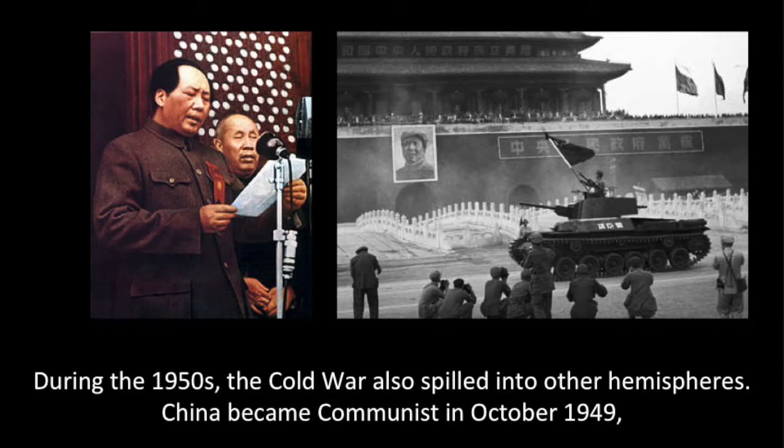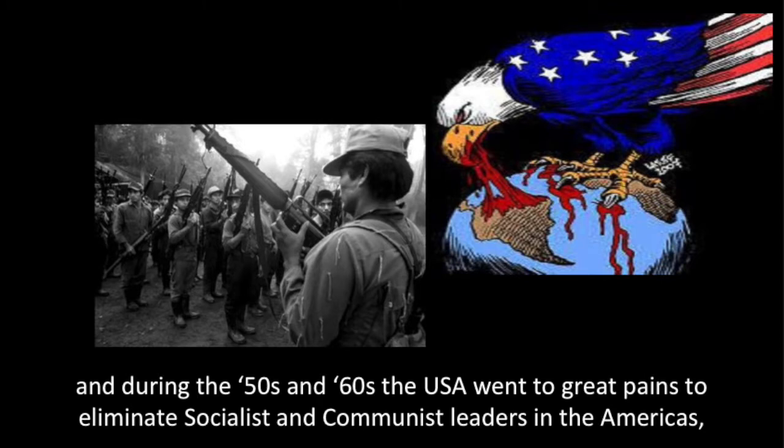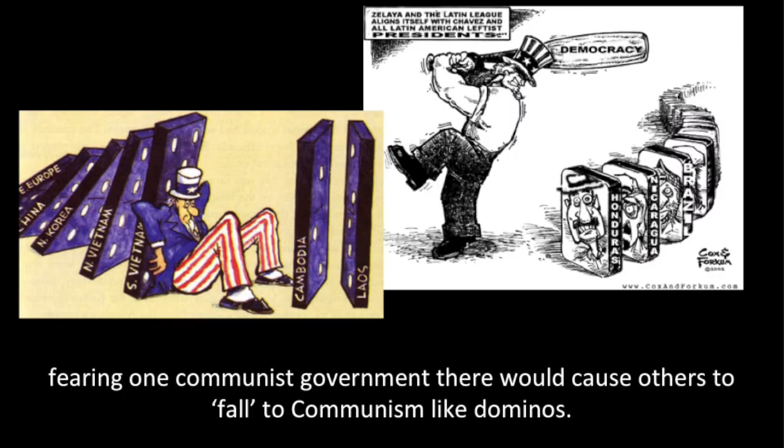During the 1950s, the Cold War also spilled into other hemispheres. China became communist in October 1949, and during the 50s and 60s, the USA went to great pains to eliminate socialist and communist leaders in the Americas, fearing one communist government there would cause others to fall to communism like dominoes.